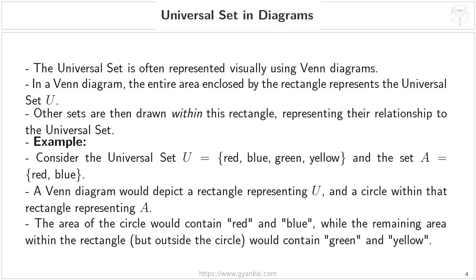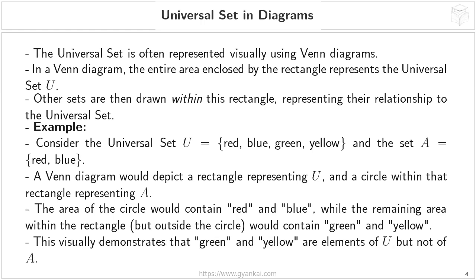What about green and yellow? Well, they are part of our universal set, U, but they are not in set A, so they are located within the rectangle, but outside the circle. This diagram clearly demonstrates that green and yellow are elements of U, but they do not belong to A. This visual representation is incredibly helpful for understanding set relationships, especially when dealing with more complex problems.